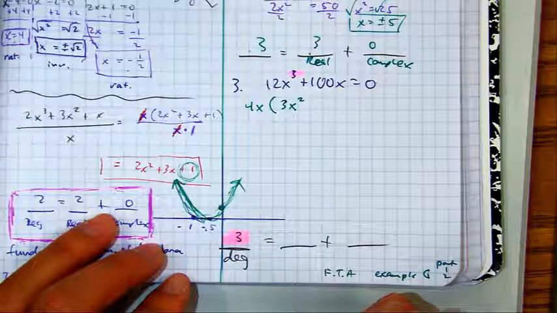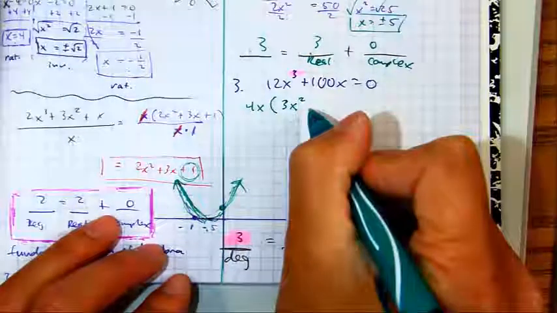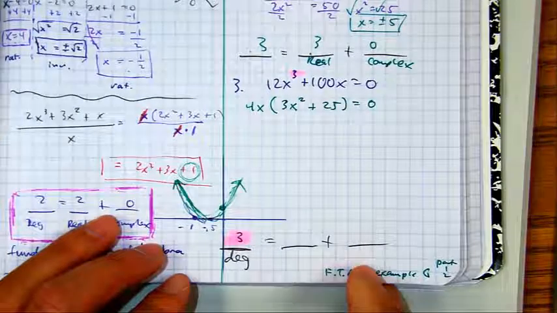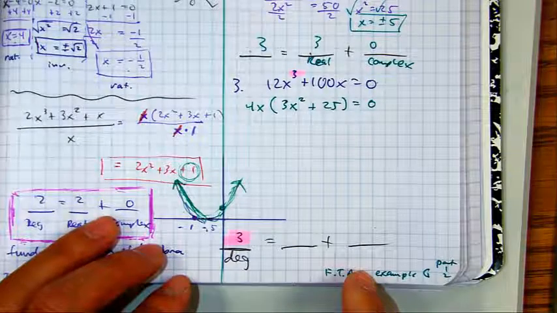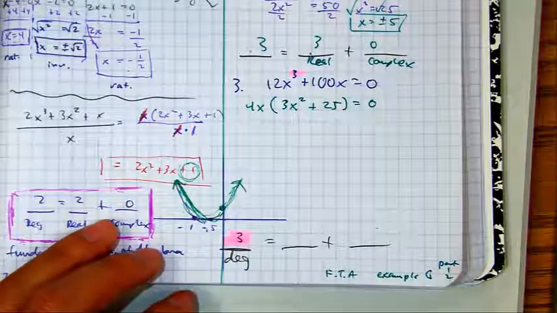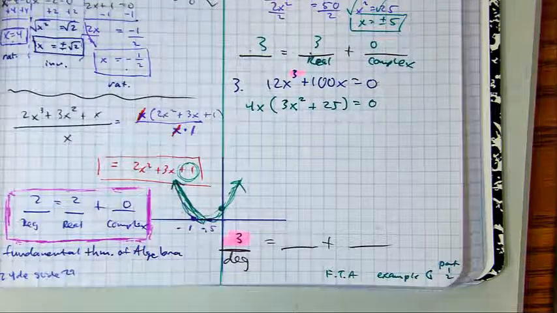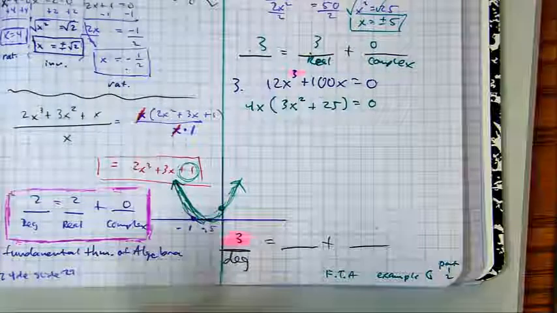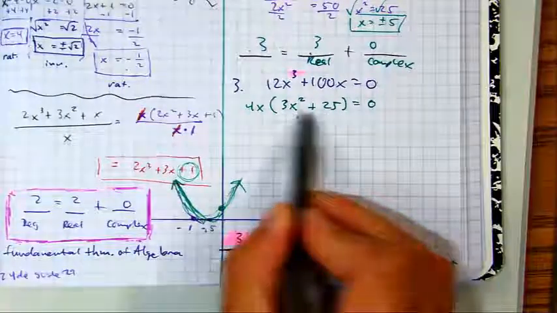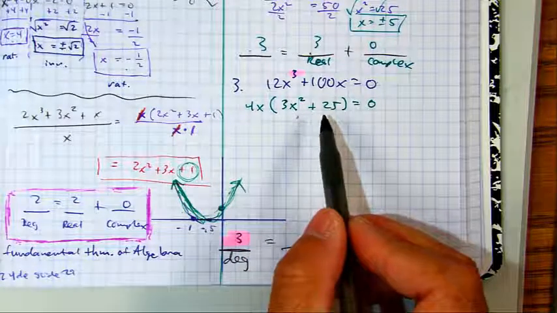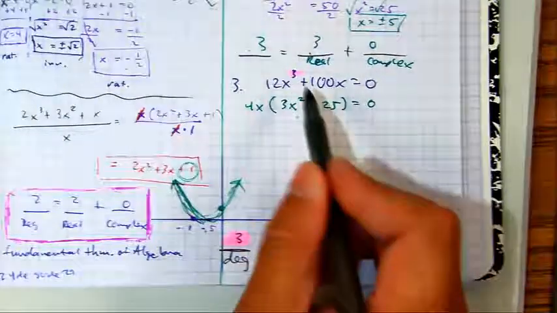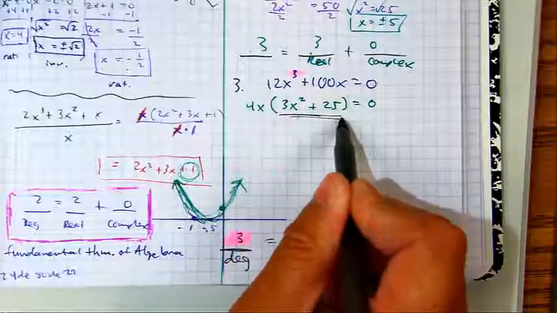3x squared plus 25 equals 0. Can you do anything else? Can you factor that? Did anyone find any numbers? Okay, so this is prime. What does that mean for us next?